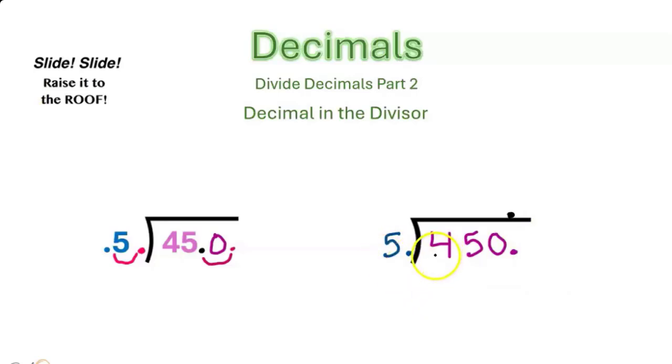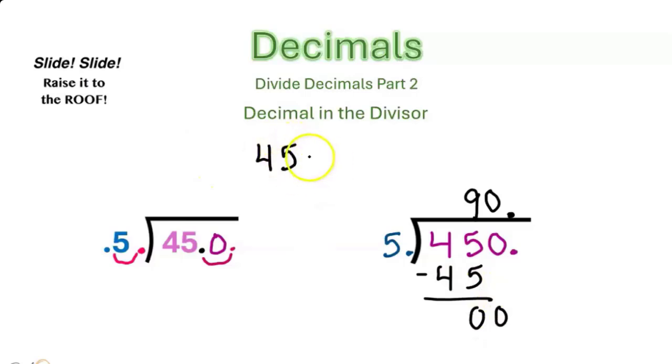Now we can go and divide. 5 doesn't go into 4, but 5 will divide into 45 9 times. 9 times 5 is 45. We subtract and get 0. We bring down the 0. 5 goes into 0 0 times. So our answer is 90. So you can see we don't really need that decimal there. So the way we could rewrite that problem is 45 divided by 0.5 equals 90.